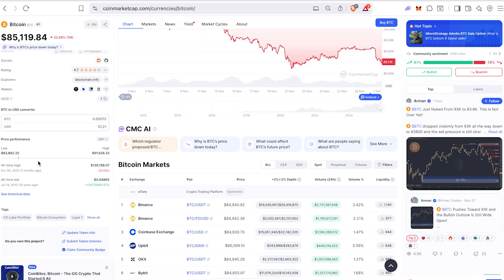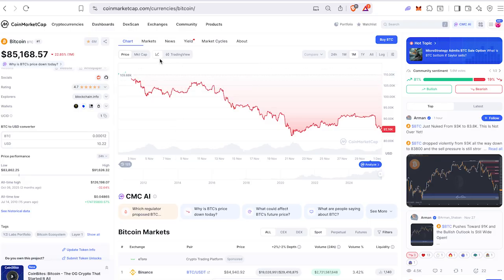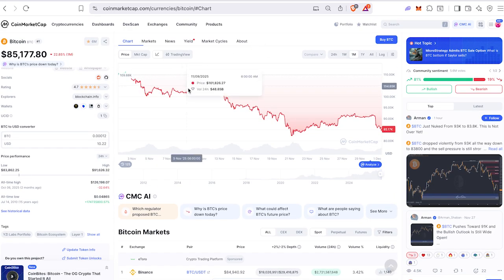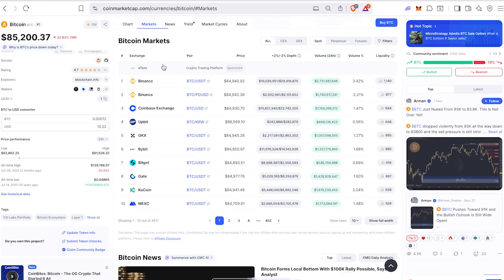If you're not trying to look at the chart, you just come down here and it shows you on October 6th of this year, it was at 126. And the all-time low was 4 cents. That was July 14th, 2010. So we'll come back up here to the top of the page. We went over the chart yesterday, so if you're needing more information about that, you can go into my last video and analyze what the chart section looks like. We're going to look into the markets tab, which shows you the different areas where you can trade Bitcoin.